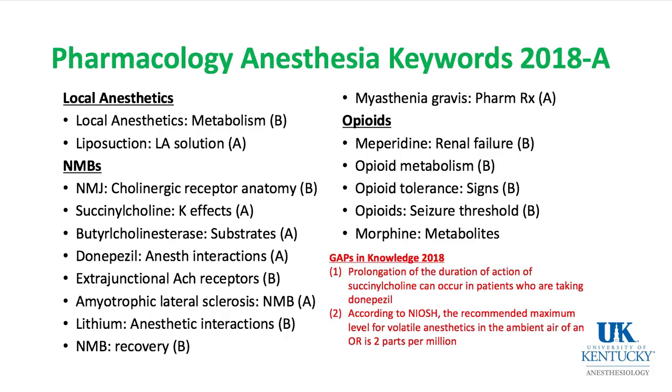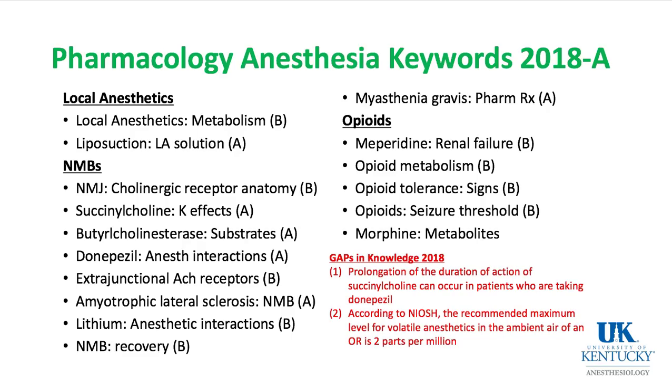Neuromuscular blocking agents: the receptor anatomy of the nicotinic cholinergic receptor, what succinylcholine does to potassium. Butyrylcholinesterase or acetylcholinesterase, what it acts on. Donepezil or Aricept and some of its anesthetic interactions. These extrajunctional acetylcholine receptors and the problems that we can get into when they are present. Amyotrophic lateral sclerosis, or ALS, and the interaction of this disease with neuromuscular blocking agents. Lithium and how it can prolong neuromuscular blockade, both succinylcholine and rocuronium, as well as reduce MAC.